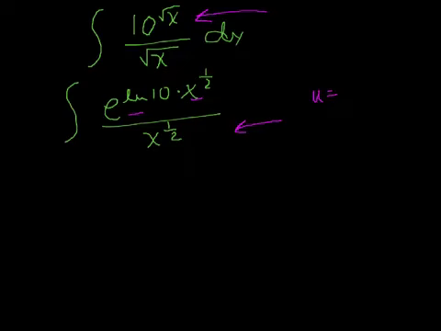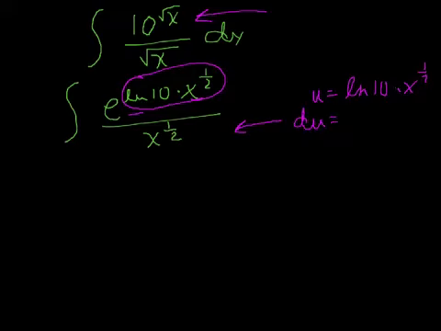Okay, so we're going to call this entire exponent u. So u is equal to the natural log of 10 times x to the 1/2 power. And then, as always, when we do u substitution, you then do du, which is the derivative of u. All right, so use your derivative rules. Bring the exponent forward. So I have 1/2 natural log of 10 x to the negative 1/2 power. All right, so that's my derivative.